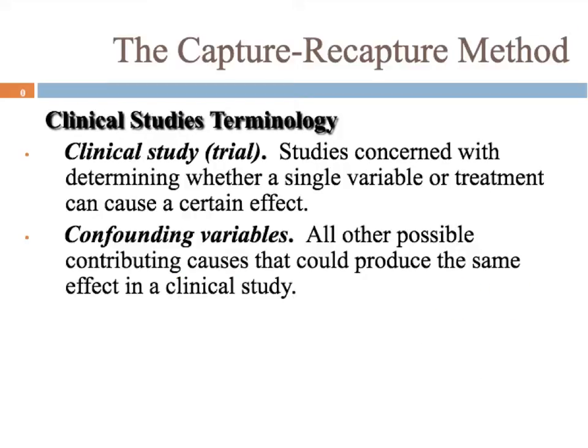Now to finish out the chapter, I'm just going to go over a few more vocab terms when it comes to doing a study, trial, or experiment. So the first two here are clinical study or trial and confounding variables. So a clinical study is just a study that's concerned with determining whether a single variable or treatment can cause a certain effect. So maybe testing a certain type of medicine, for example. And confounding variables are all other possible contributing causes that could produce the same effect in a clinical study.